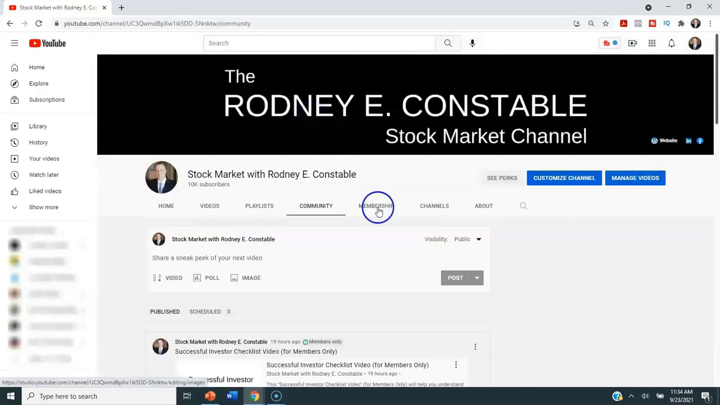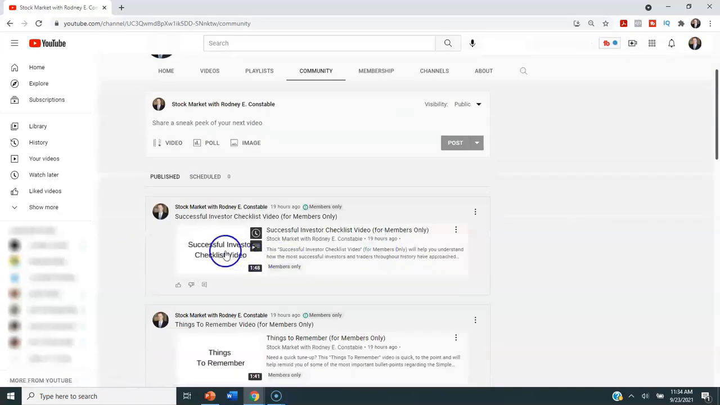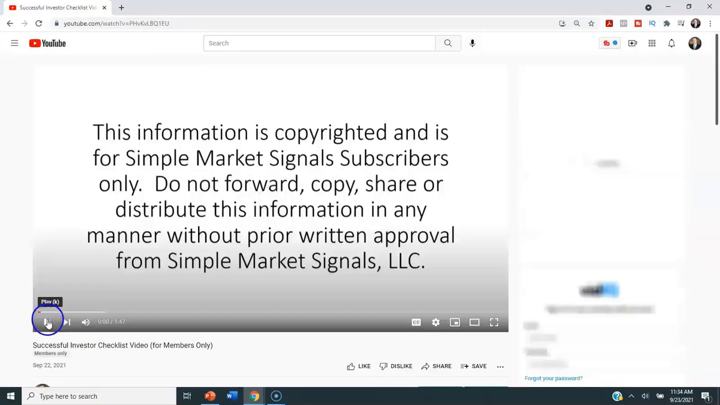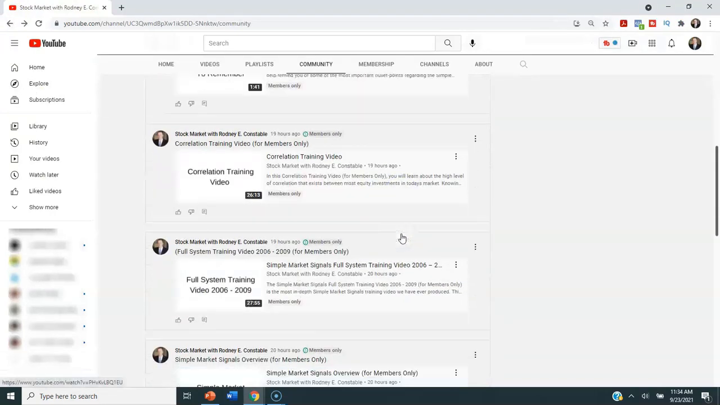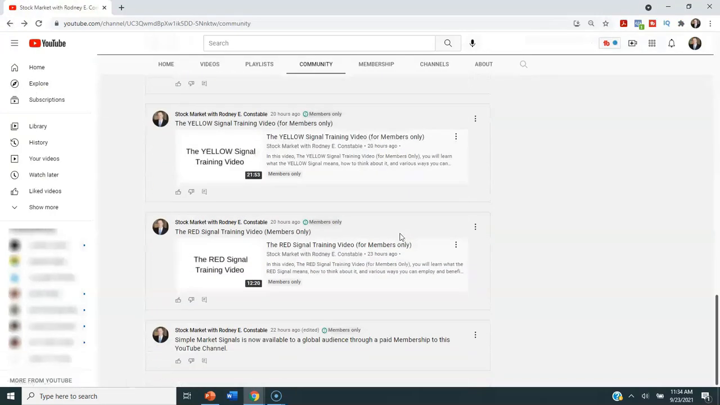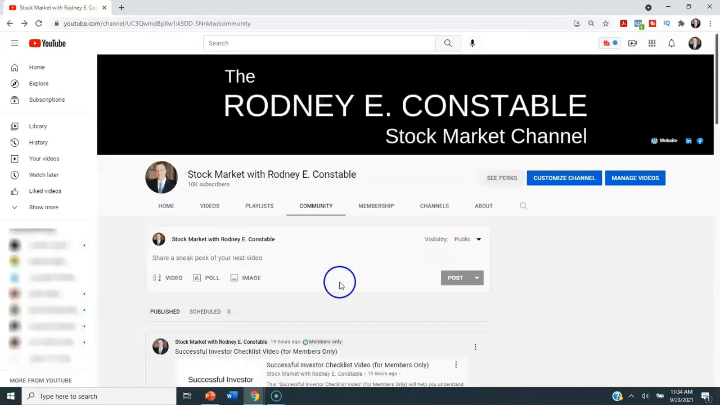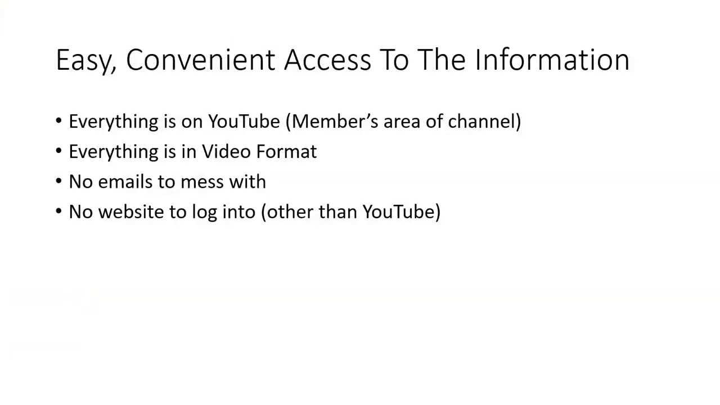And then you go over to the community tab, and this is where you will have access to the various videos. You just click on those and it'll pull those up. Okay, so I'm going to back up here. This is where all the training videos will be, as well as the weekly updates to the Simple Market Signals that will be under the community tab. And that's all it takes to become a member. It's quite simple, and you will have easy, convenient access to this information.